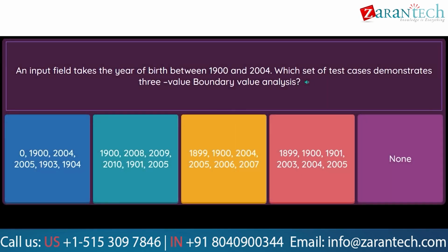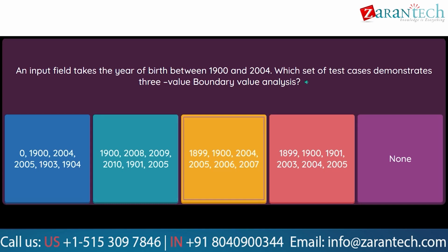Question: An input field takes the year of birth between 1900 and 2004. Which set of test cases demonstrates three-value boundary value analysis? Option 1, 0, 1900, 2004, 2005, 1903, 1904. Option 2, 1900, 2008, 2009, 2010, 1901, 2005.